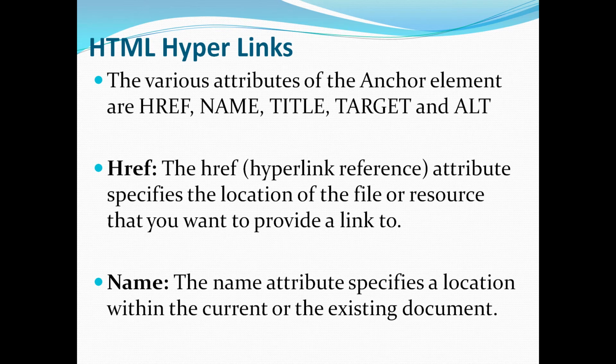The various attributes of the anchor tag. The anchor tag mainly contains different attributes. The first is href. The second is name. The third is title. The next is target, and the last is alt. So href, name, title, target, and alt. These are the different types of attributes present in the anchor tag.